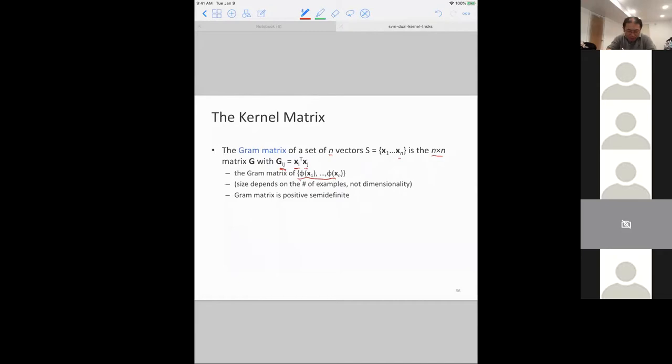Here I want to emphasize that the size of the Gram matrix is n by n. So it's only determined by the number of training examples, not the dimensionality, because every element is the inner product between two input vectors. So the total size of the matrix is n by n. A very important property of the Gram matrix is that it is always positive semi-definite. Why? Any idea why the Gram matrix is always positive semi-definite?